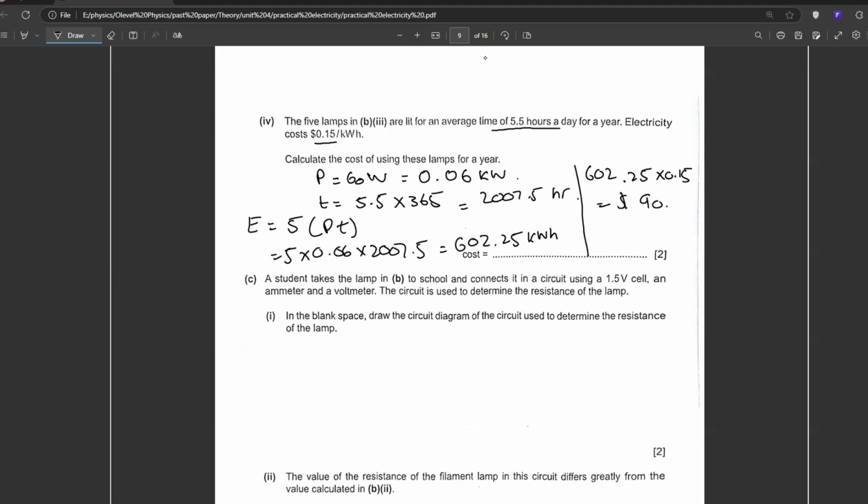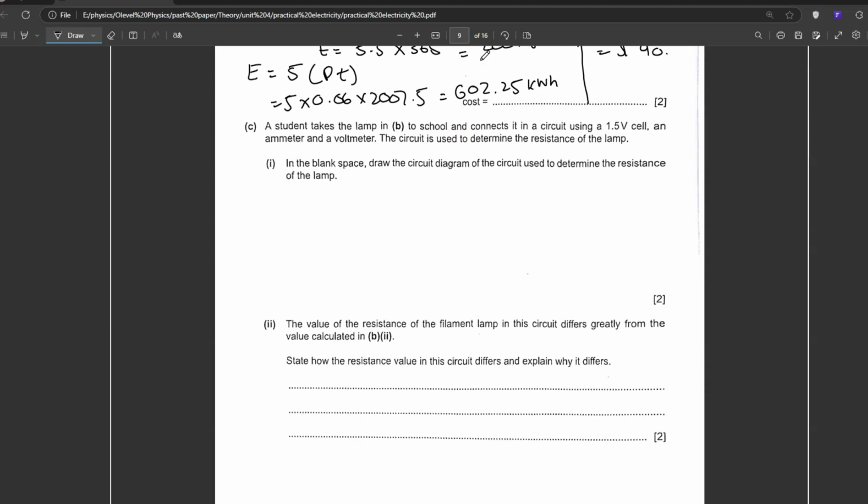$90. Yep. A student takes the lamp in B to school and connects it in a circuit using a 1.5 volt cell, an ammeter and a voltmeter. The circuit is used to determine the resistance of the lamp. Okay, you have to determine the resistance of the lamp. In the blank space, draw the circuit diagram of the circuit used to determine the resistance of the lamp.